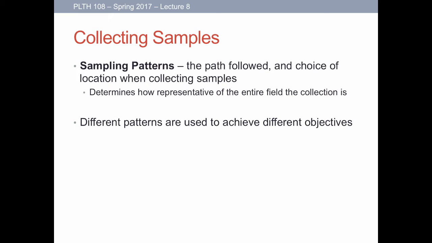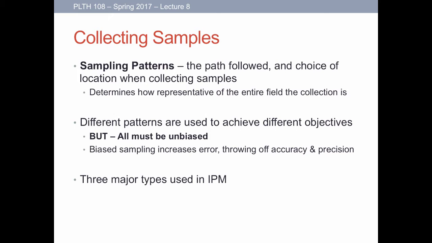It's kind of like, if I've got an entire orchard, which particular trees do I sample from in order to get the most representative sample of all? What we see is that commonly there are several different techniques we can use, at least 3 of them that are common in IPM. While they all have different objectives and are useful in different situations, the key factor is that they all need to be unbiased, or as unbiased as possible.